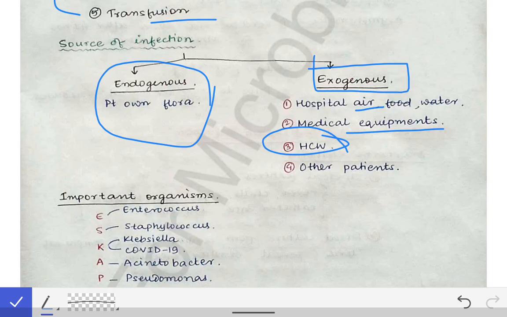Okay, then other patients also. Suppose you are keeping a patient next to a TB patient, so there are high chances that the patient who has been put next to the TB patient would also acquire TB from that patient. So other patients may also be a source of infection for different patients. So these are all the different sources for healthcare associated infections.